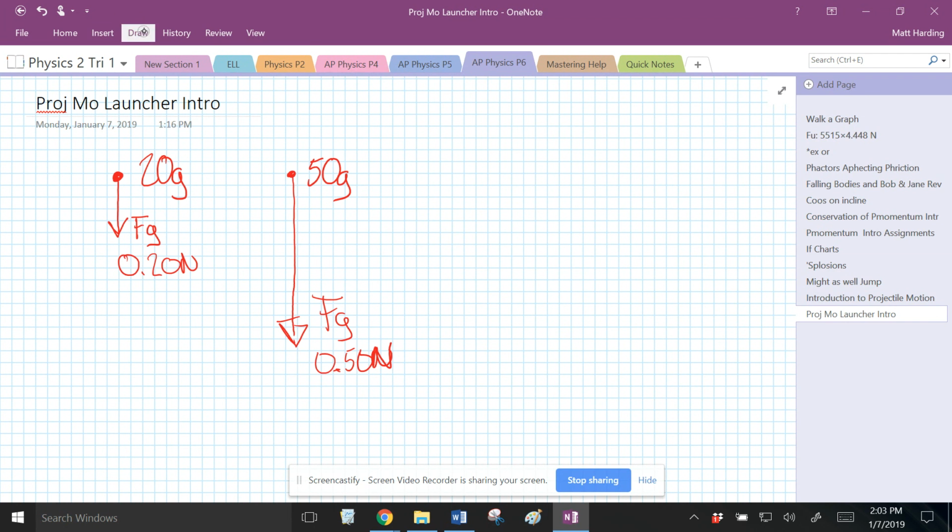I need you to run that by your neighbor real quick. How can that be? This object's got more than double the FG. How is this shaking out? It's got more force. Why isn't it hitting the ground quicker?